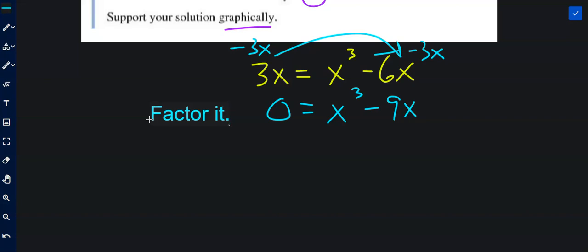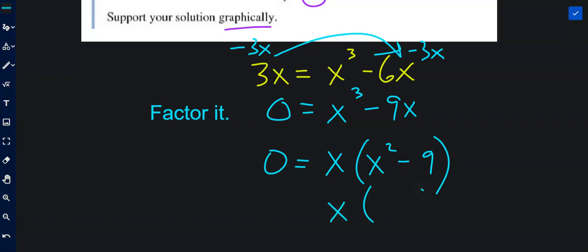It won't be odds because it's a minus. That's the difference of perfect squares. That would only be true if it was a plus 9. Hopefully, you pulled out a GCF of X. Okay. That's true. At least for me. Yep. X minus 3, X plus 3.